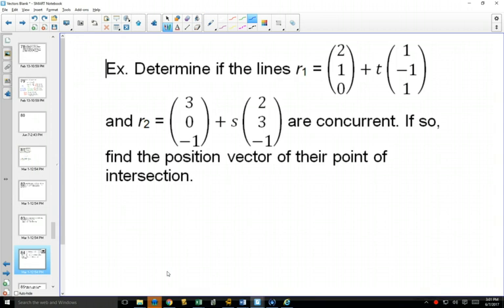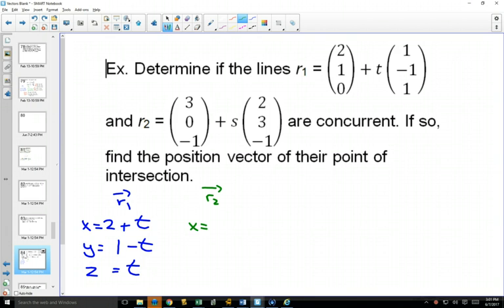We set up our parametric equations. Here, for R1, we'll have 3 of them now. Our x-coordinate is 2 plus t, our y-coordinate is 1 minus t, and our z-coordinate is t. For our second line, our x-coordinate is 3 plus 2s, our y-coordinate is 3s, and our z-coordinate is -1 minus s. And so from these, we get 3 equations with 2 unknowns.